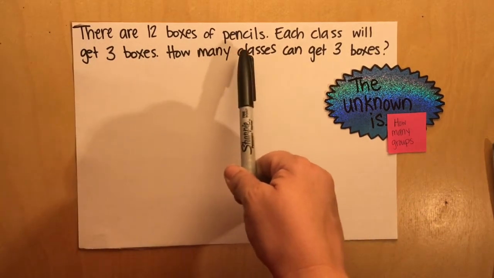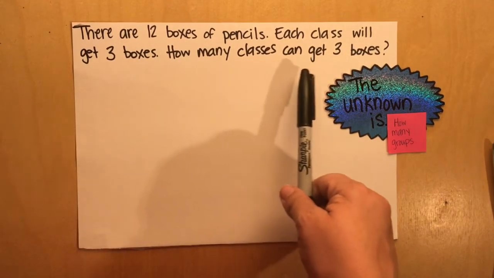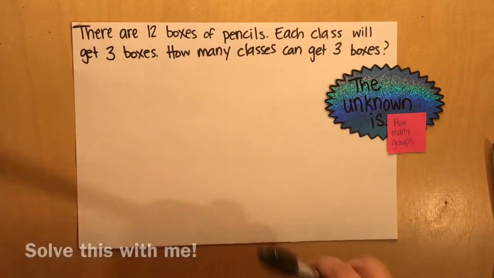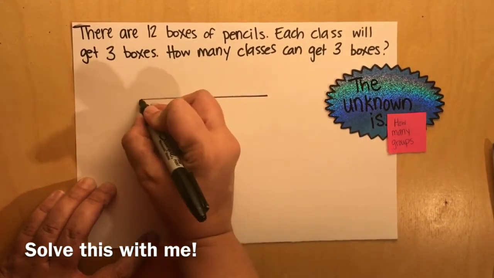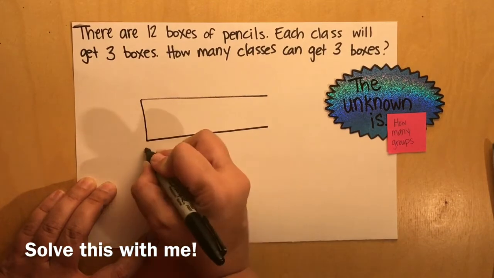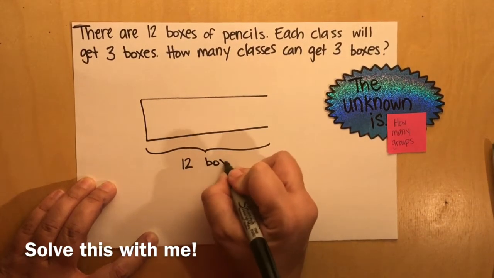There are 12 boxes of pencils. Each class will get 3 boxes. How many classes can get 3 boxes? This type of division, I know that I'm going to start out with a certain amount. I know that I'm going to start out with 12 boxes of pencils.